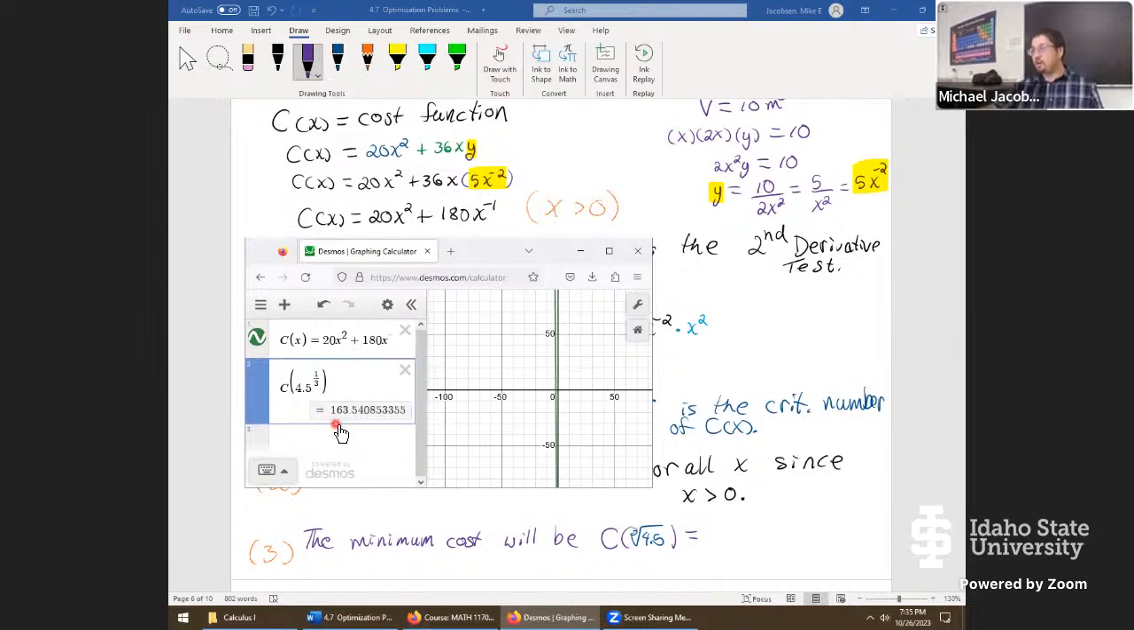And so this tells us our 10 cubic meter box, who knows what's going in it, will cost $163.54. Client doesn't even want to know the dimensions of that. He just wants it 10 cubic meters in volume, as cheap as possible. So who knows what we're sending him, but the side length is that. So $163.54.